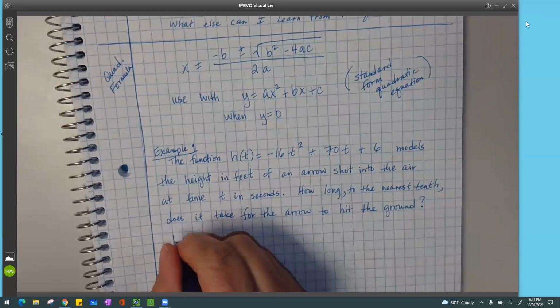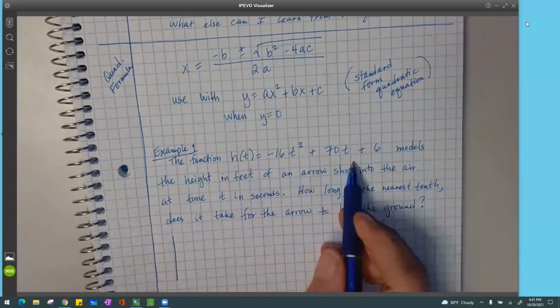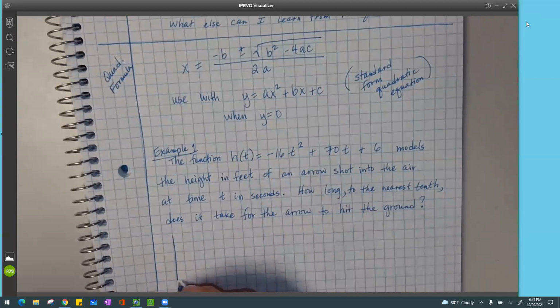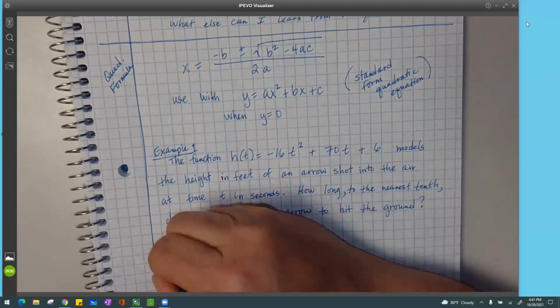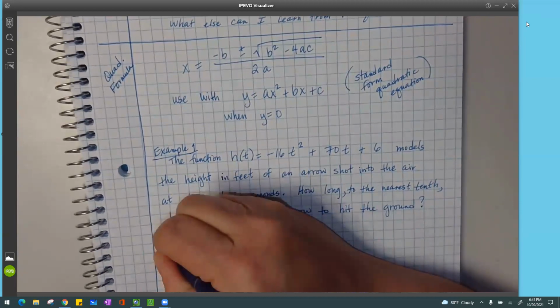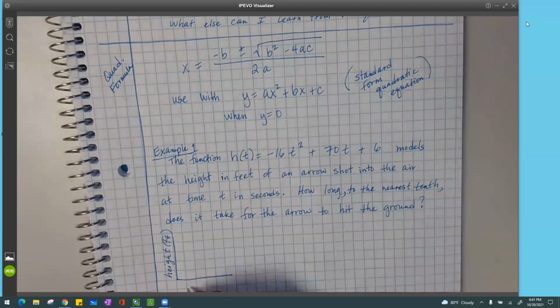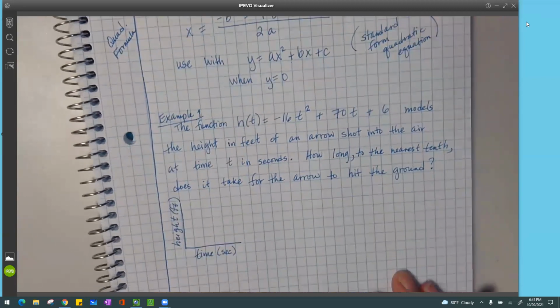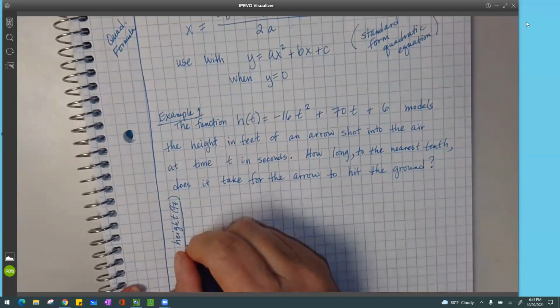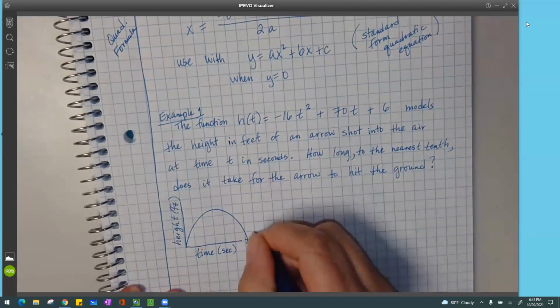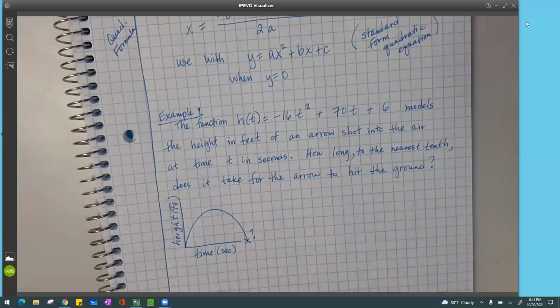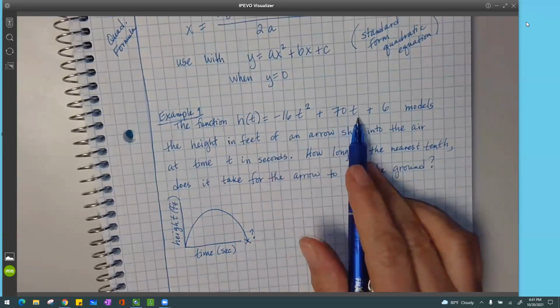So we have a problem here. The equation is written in function notation. And basically I have height in feet versus time in seconds. And I'll shoot an arrow. And I want to know this time. How long does it take for the arrow to hit the ground? So I'll use this equation.